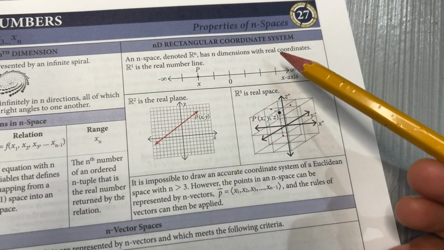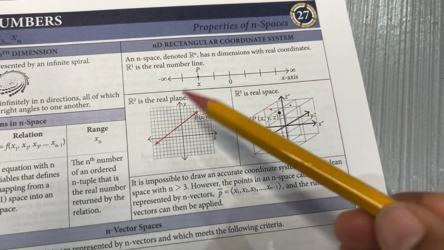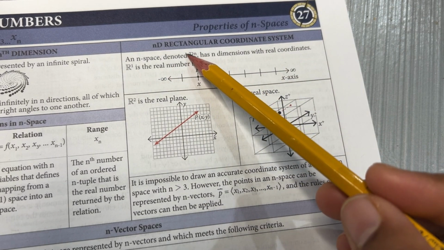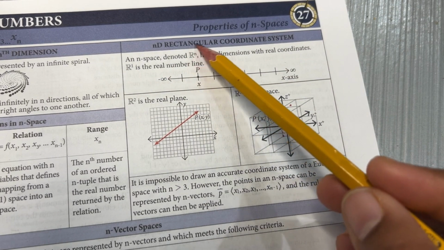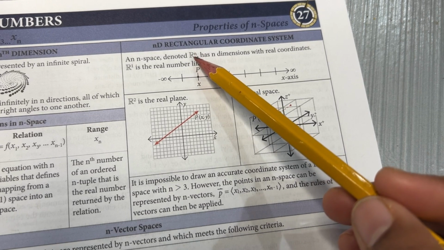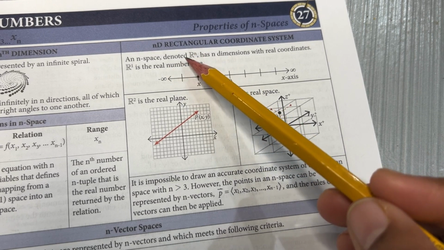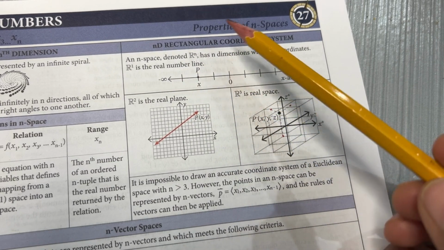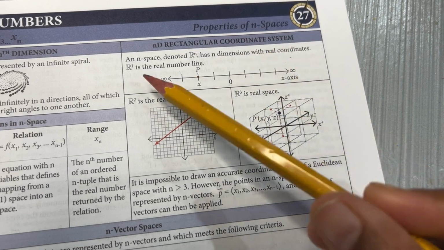Rectangular coordinate system, because this is something that we will be looking into. An n space denoted by the domain real numbers. So you know that this is the domain for the real numbers, to the superscript n. So denoted by R to the superscript n, has n dimensions with real coordinates.